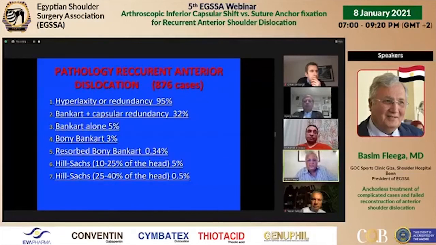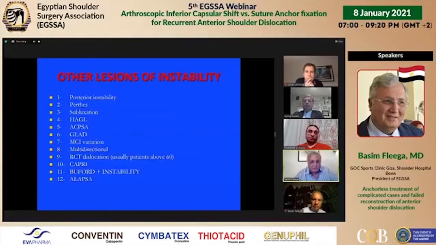The pathologies found are mostly hyperlaxity and redundancy in 95% of the cases, associated with Bankert lesion in 32%. Bankert lesion alone was in 5% of the cases. Rarely were there bone defects. And other lesions were also present, but they didn't change the major strategy of the treatment.